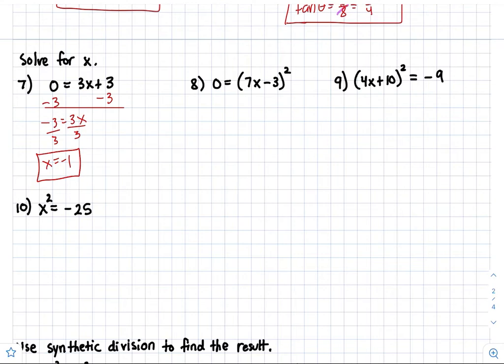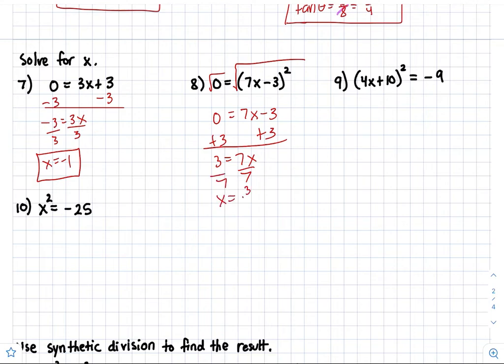Okay, number 8. Again, solve for x. So to get rid of this second power, you guys, we're gonna square root both sides. 0 equals 7x minus 3. Add 3 to both sides. Divide both sides by 7. X is gonna equal 3/7.